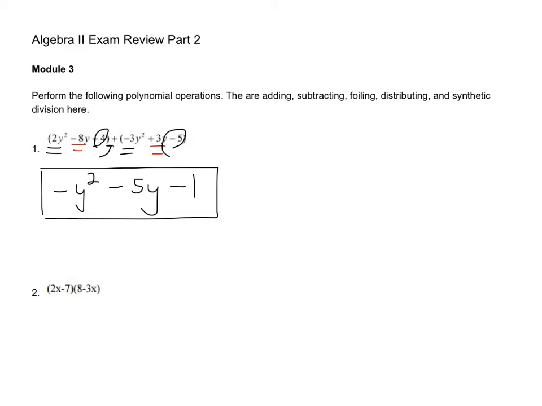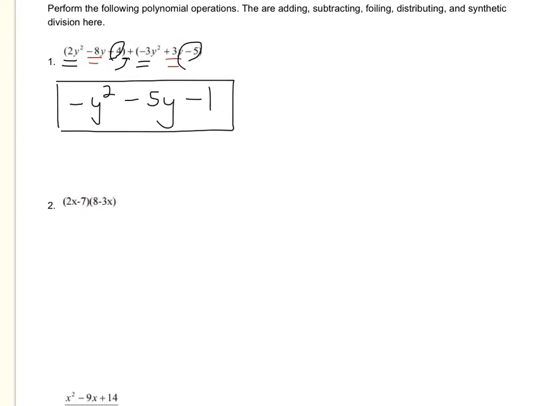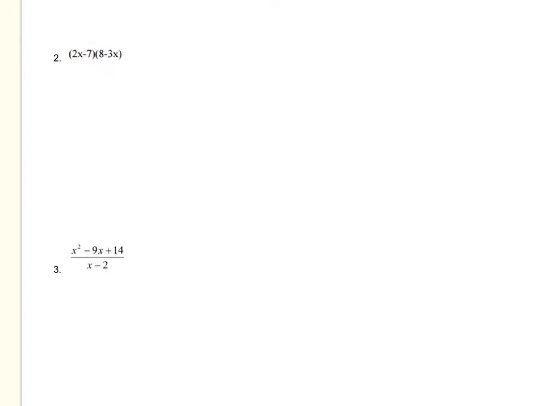Okay, let's look at number 2. Number 2, we have multiplication. We have two binomials in this case. So if I want to solve for these, I will just simply FOIL this. So it will be 2x times 8, which is 16x. So we're just matching up the terms. 2x times negative 3x is negative 6x squared. We have negative 7 and positive 8, which is negative 56.